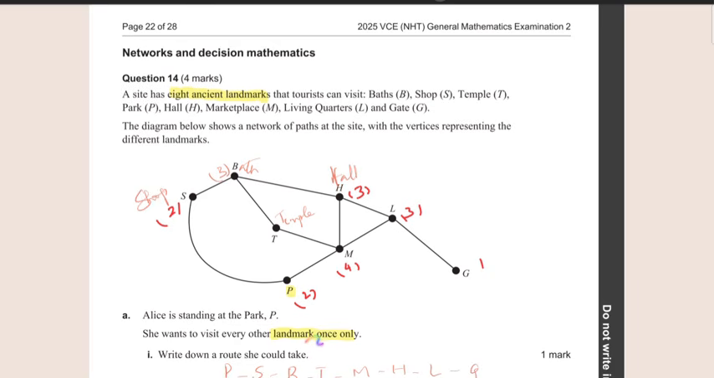So if she wants to visit each landmark once, we are familiar with a concept like that, and that would mean it's a Hamiltonian path. Okay. Now, so you write down the path that she could take. So currently she is at P.